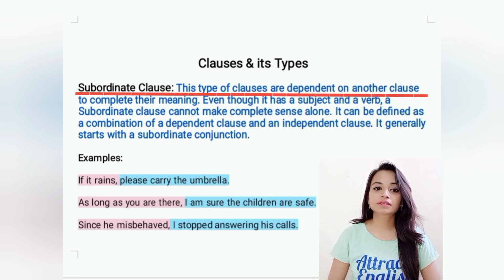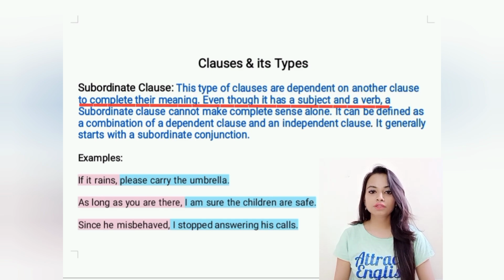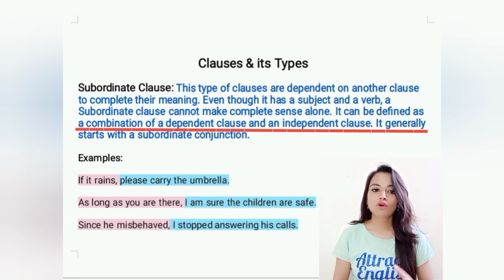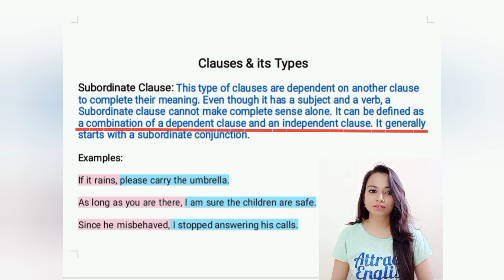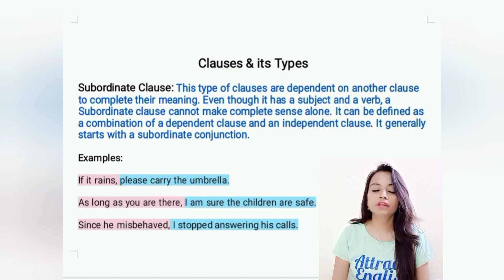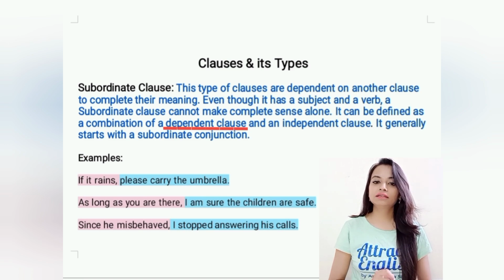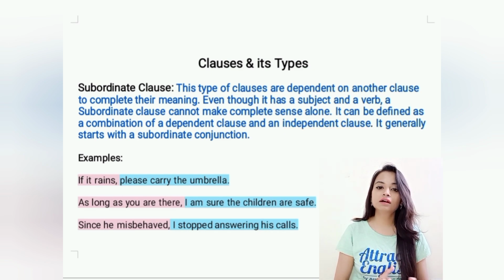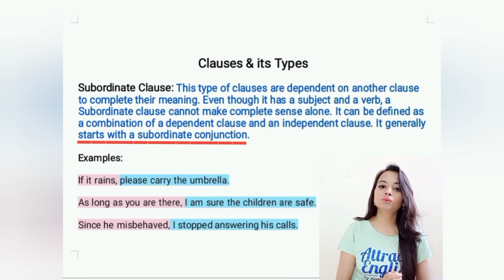This type of clauses are dependent on another clause to complete their meaning. Even though it has a subject and a verb, a subordinate clause cannot make complete sense alone. It can be defined as a combination of dependent clause and an independent clause. It generally starts with a subordinate conjunction. We have already discussed the concept of dependent and independent clause, and subordinate clause is a combination of both of these. This kind of clauses start with a conjunction.